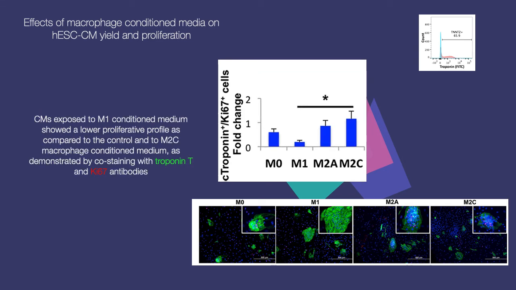Next, they looked at the proliferative profile of the specific subtypes. This time, staining for troponin T in green and Ki67, which is a proliferation factor, in red. In the plot shown in the middle, they are showing the troponin to Ki67 ratio fold change, showing that the M2A and the M2C have a higher proliferative profile than the M1 subtype.